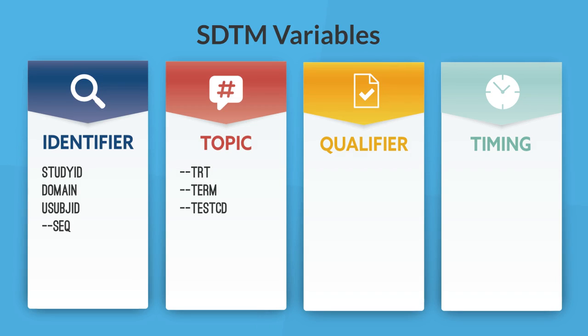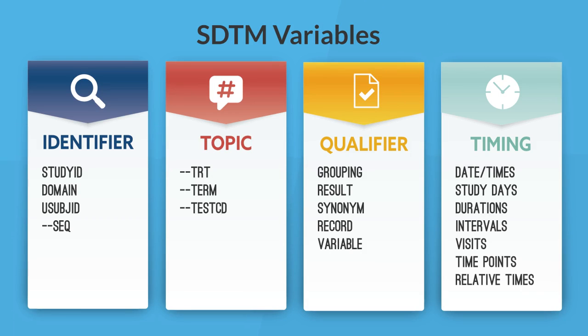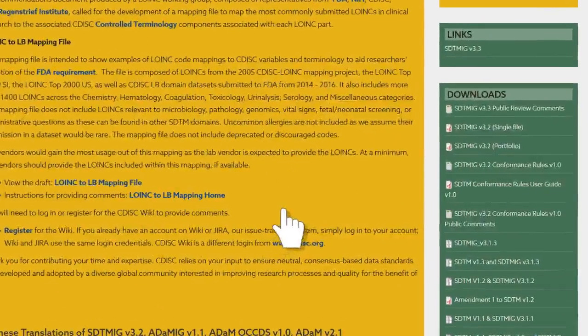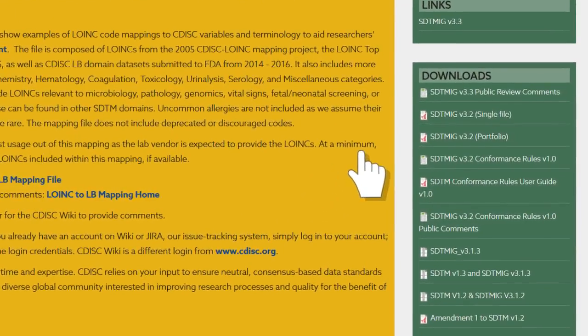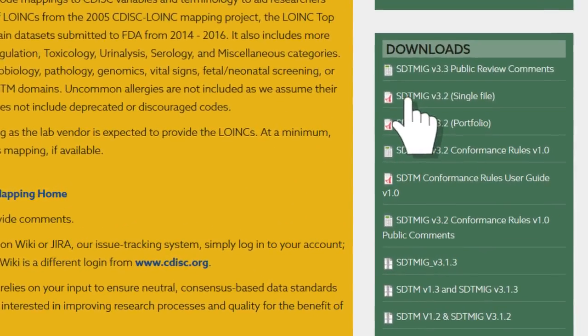Topic variables contain the focus of the observation. Therefore, these variables are the primary difference in what separates the individual observation classes. Qualifiers serve various purposes in providing additional information about the topic. They can be used to qualify the other variables within the record, such as the results or the topic, or they can qualify the entire record. Timing variables are used to describe various aspects of the timing of the observation. See the SDTM-based implementation guides for more information and examples of these variable types.